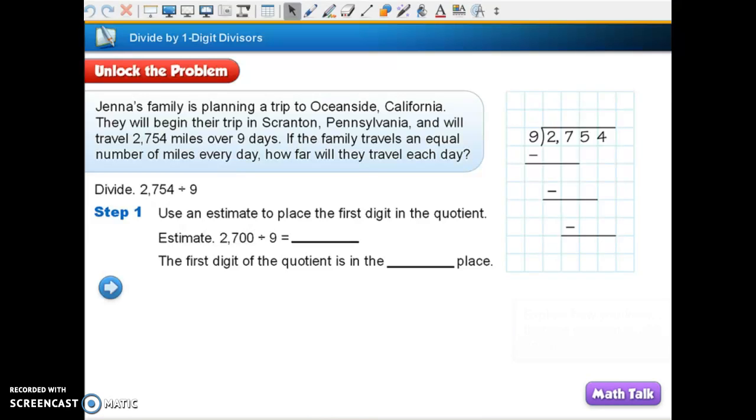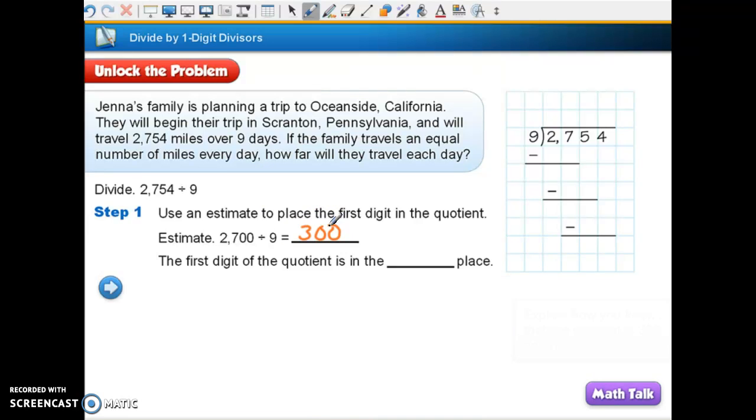Okay, but why would we choose 2,700? Right, 9 goes evenly into 27. So how many 9s are there in 27? 3. And then we have to do what? You have to bring in your zeros. So it should be about 300.